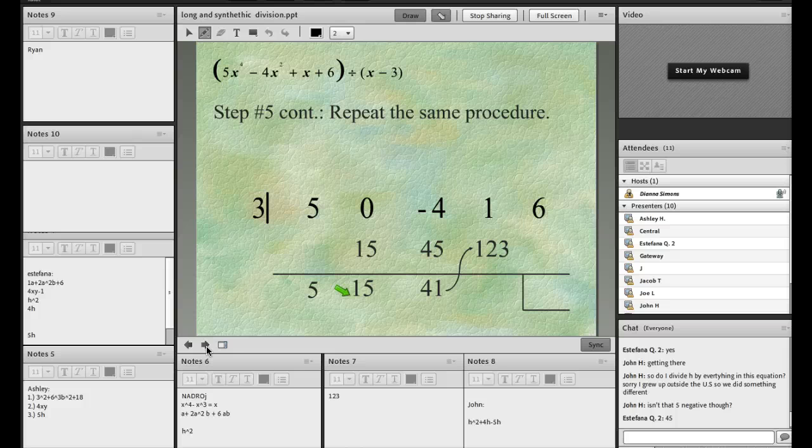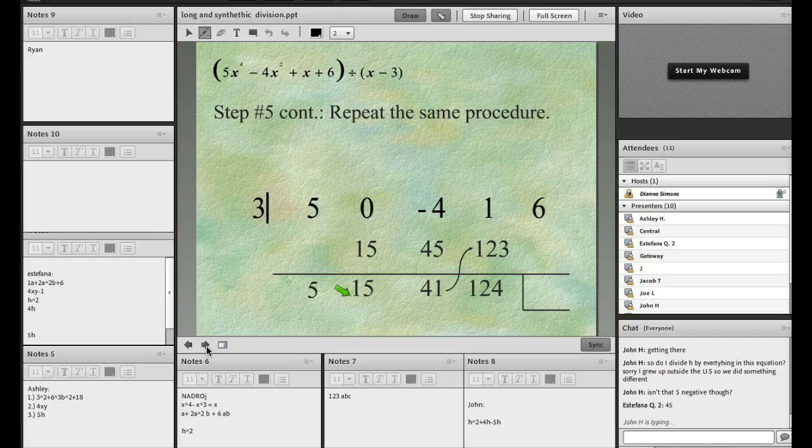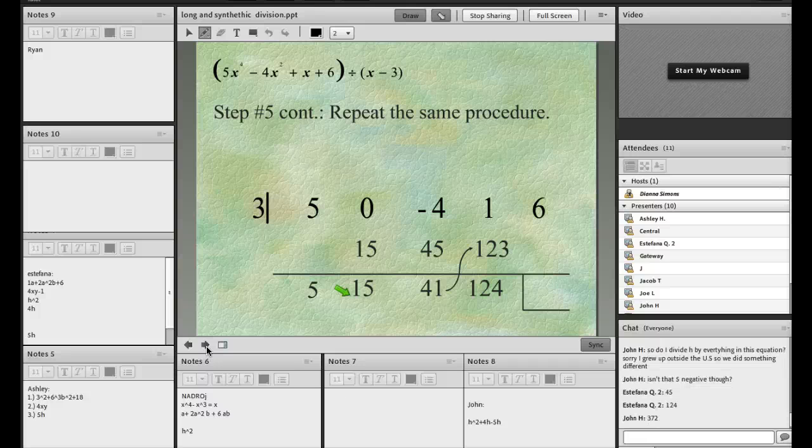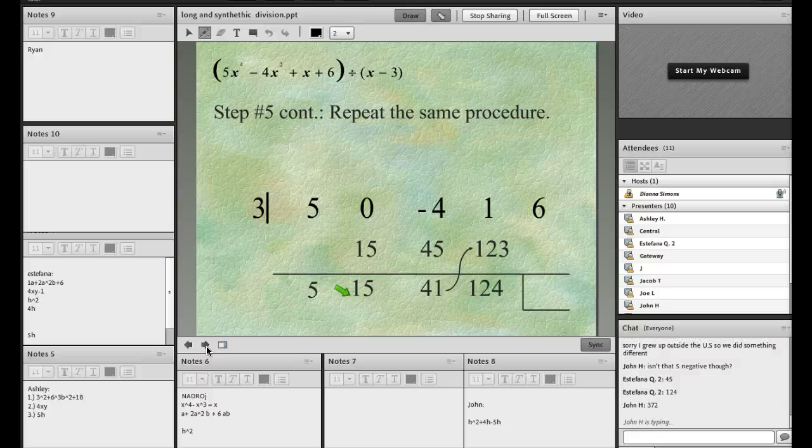1 plus 123, 124. 3 times 124, you guys don't have calculators? I didn't bring my calculator. It's okay. I got the answer here. 372. 6 plus 372, 378. And that's your remainder.